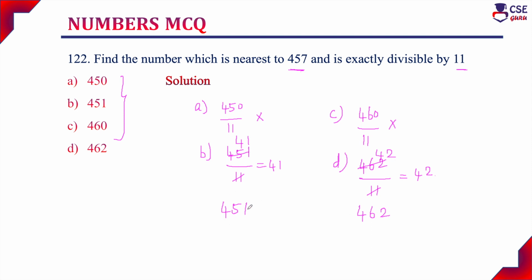So 457 minus 451 gives the difference 6, and 462 minus 457 gives the difference 5. So which one is nearest, 6 or 5? The difference 5 is the nearest. So the correct option is 462, option D.